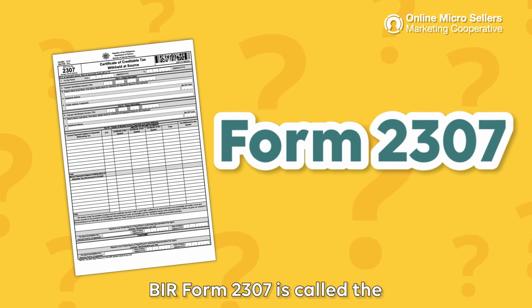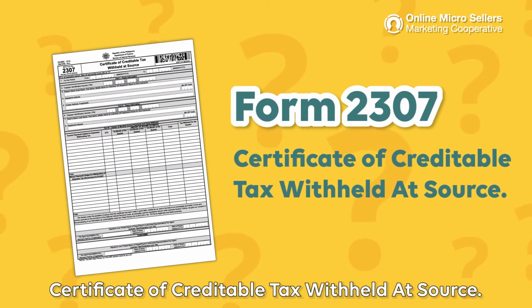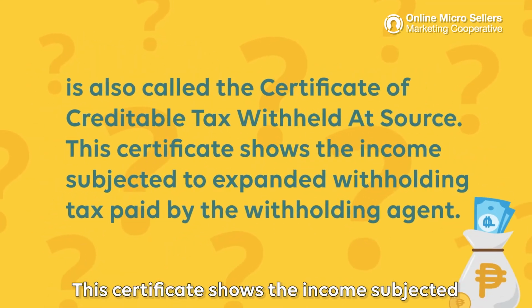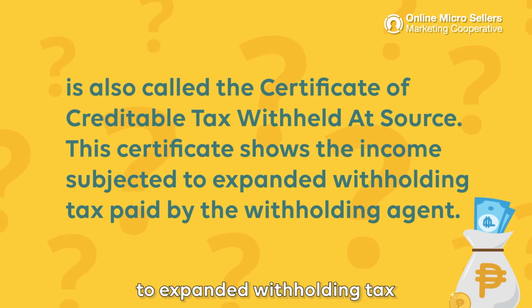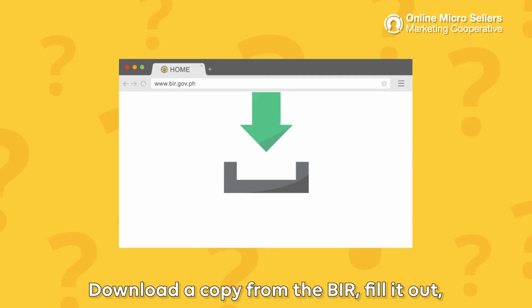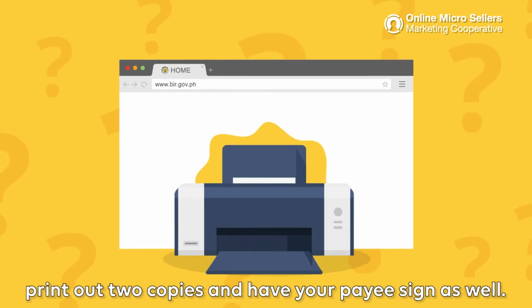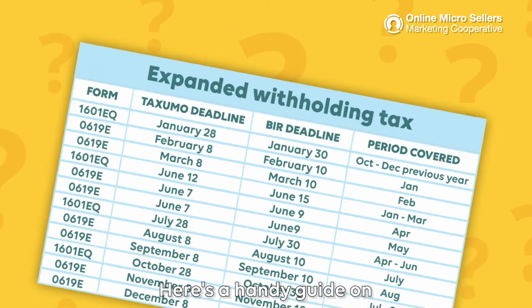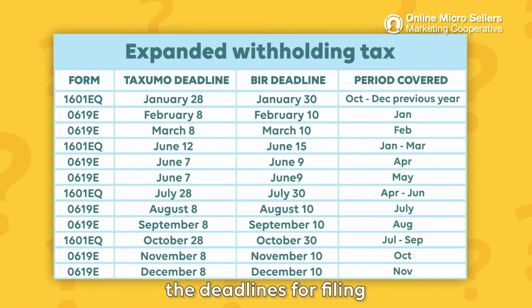BIR Form 2307 is called the Certificate of Creditable Tax Withheld at Source. This certificate shows the income subjected to the expanded withholding tax paid by the withholding agent. Download a copy from the BIR, fill it out, print out 2 copies, and have your payee sign as well. Here's a handy guide on the deadlines for filing expanded withholding tax.